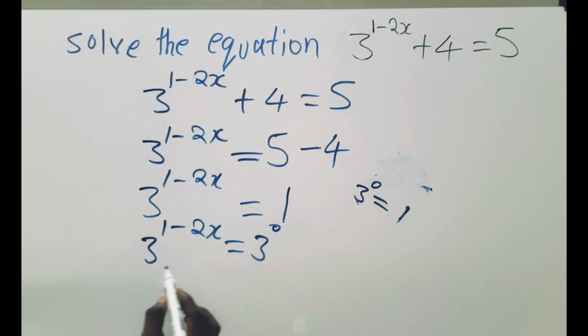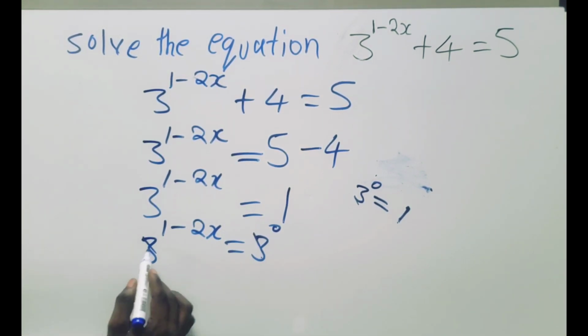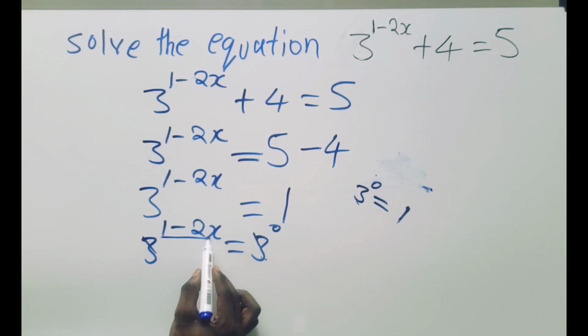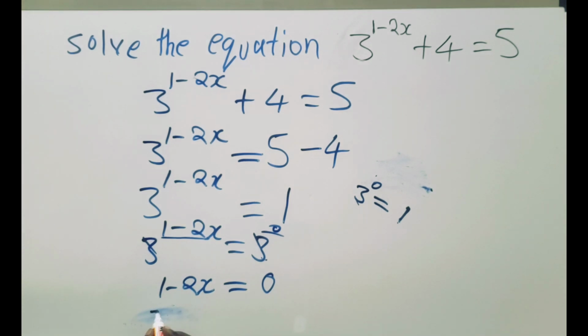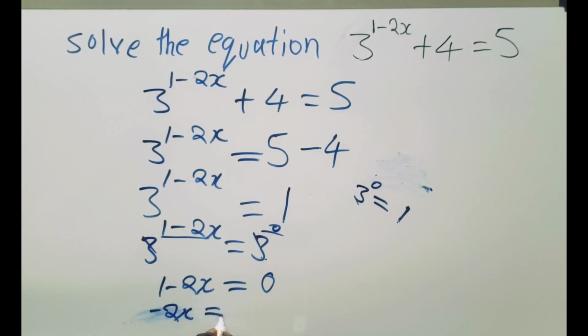So by this, I have the same bases, and I can cancel them. When I cancel the bases, now I need to equate the powers. So I'm going to have 1 minus 2x equal to 0. And I want to find the value of x. So negative 2x is going to be, this 1 comes to this side, it becomes negative 1.